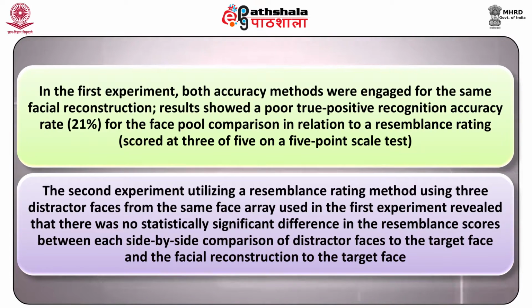In the first experiment, both accuracy methods were engaged for the same facial reconstruction. Results showed a poor true positive recognition accuracy rate of 21% for the face pool comparison in relation to a resemblance rating which scored 3 of 5 on a 5-point scale test. The second experiment, utilizing a resemblance rating method using 3 distractor faces from the same face array used in the first experiment, revealed that there was no statistically significant difference in the resemblance scores between each side-by-side comparison of distractor faces to the target face and the facial reconstruction to the target face.